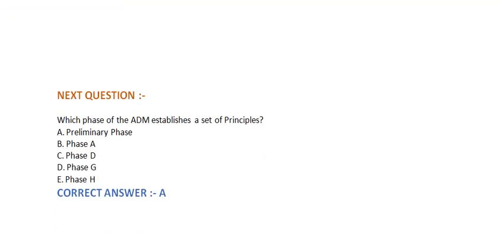Next question is, which phase of the ADM establishes a set of principles? Option A, preliminary phase. Option B, phase A. Option C, phase D. Option D, phase G, and option E, phase H. The correct answer is option A.